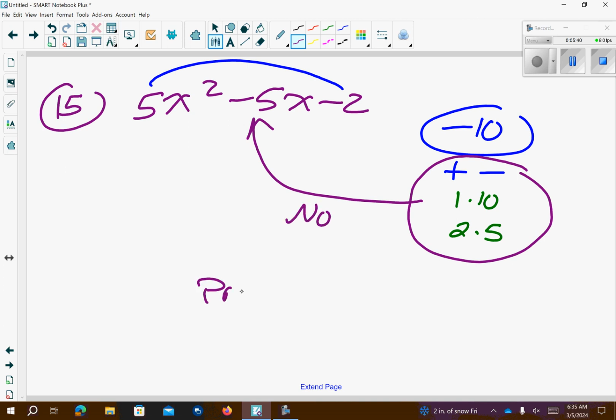So this one is just going to be called prime. When you see the word prime, that means it will not factor. Okay, it's already in its factored form. There's nothing that'll come out of it.